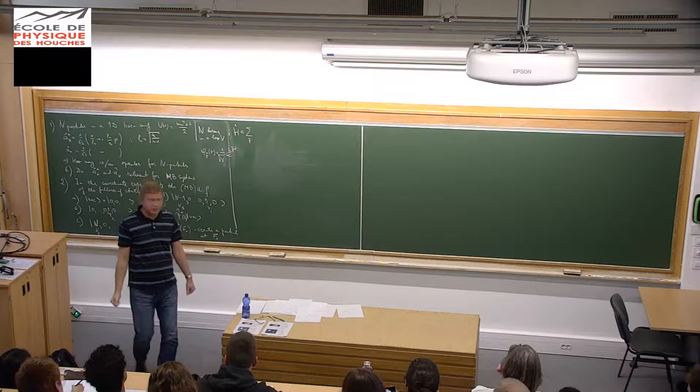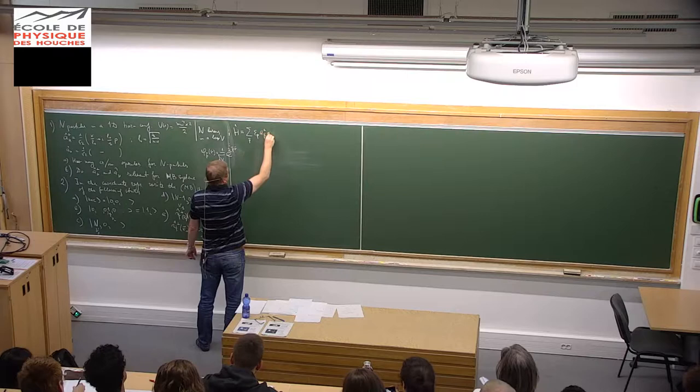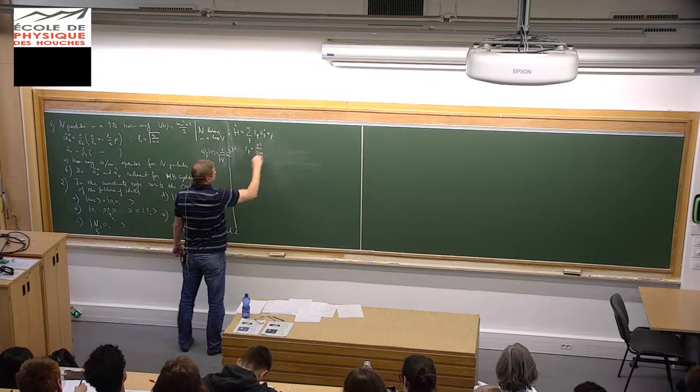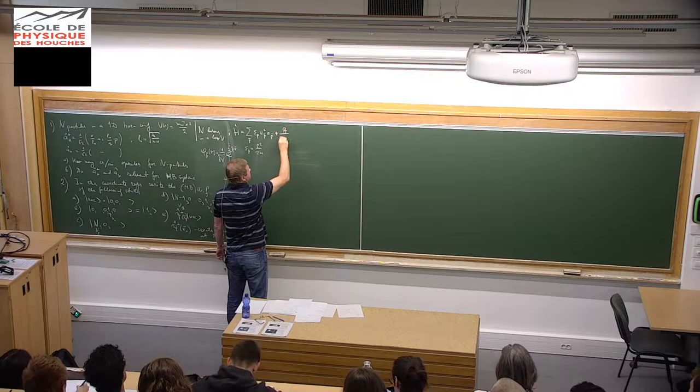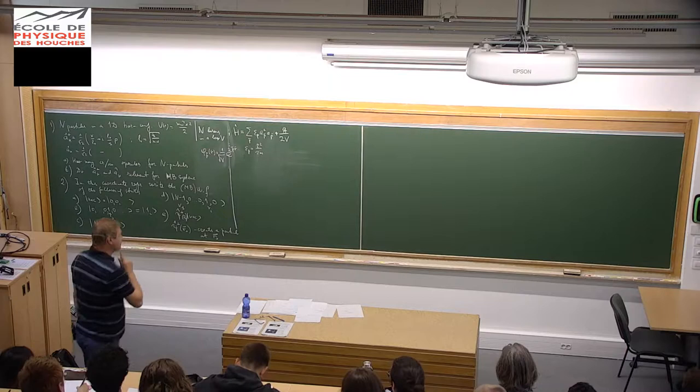So my Hamiltonian is Σ ε_p a_p† a_p. That was my kinetic term, with ε_p, of course, being p squared over 2m. And then I have an interaction term where I already model my potential by a constant. I think next lecture we will discuss this. And I said be careful with these things, because it does not, okay.